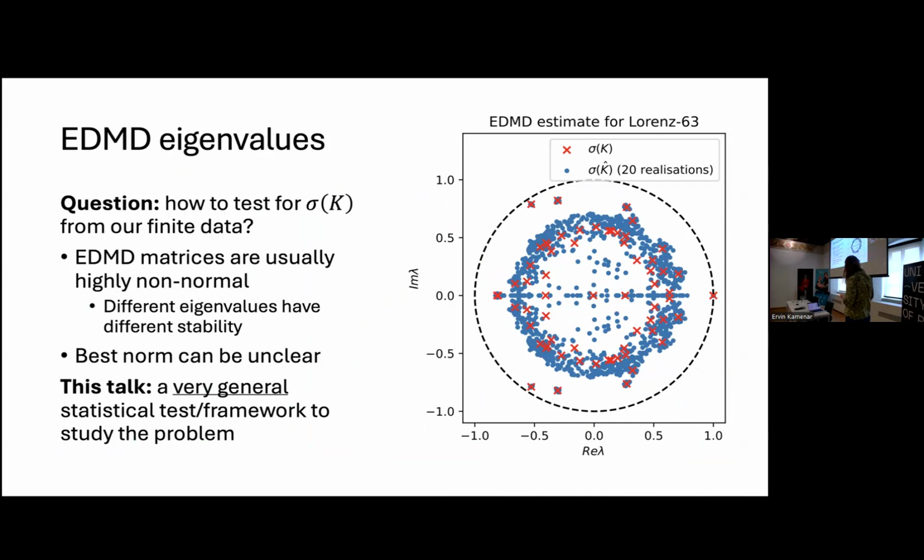The thing about this is that the eigenvalues tend to have different amounts of stability. It's not easy to predict how stable to perturbation they necessarily are. So we can see here some peripheral eigenvalues. I've taken 20 realizations of computing a database EDMD matrix and taking its spectrum, and we can see that some of them are very close to the infinite data limit. Some of them are less close.